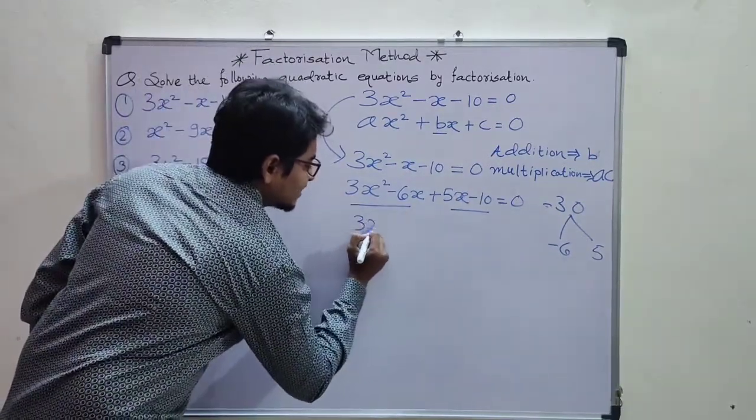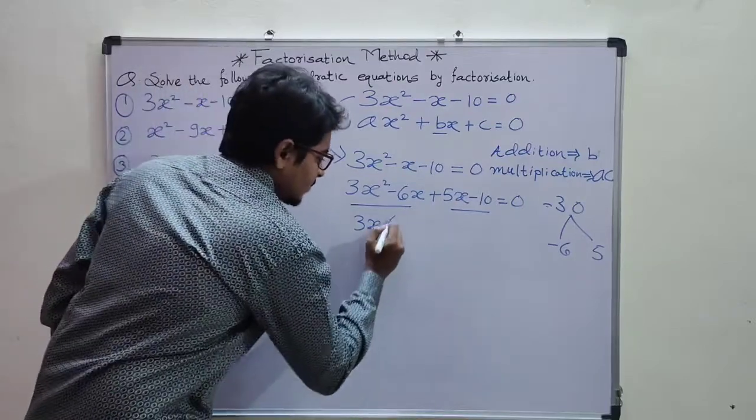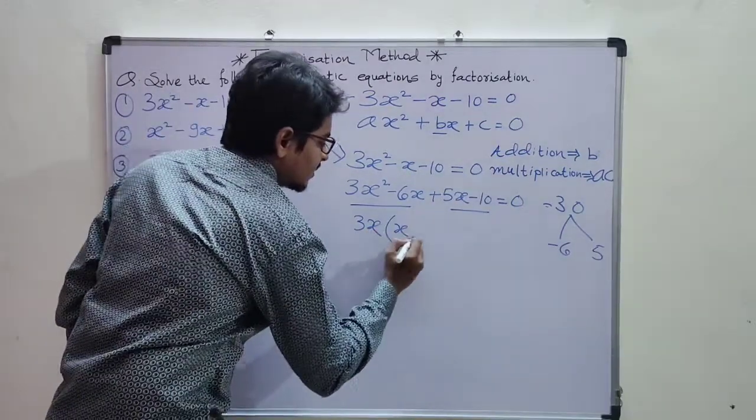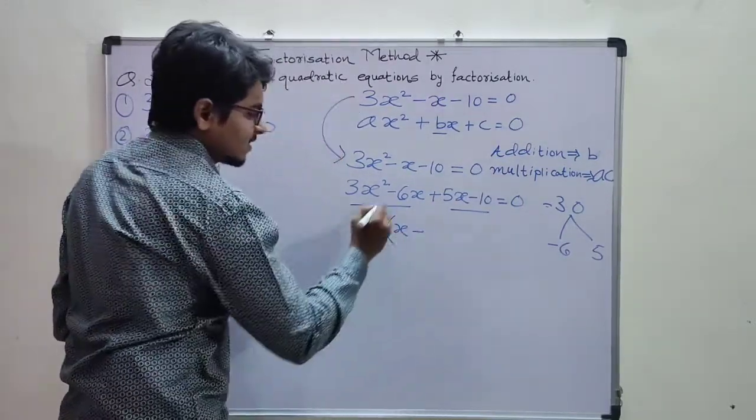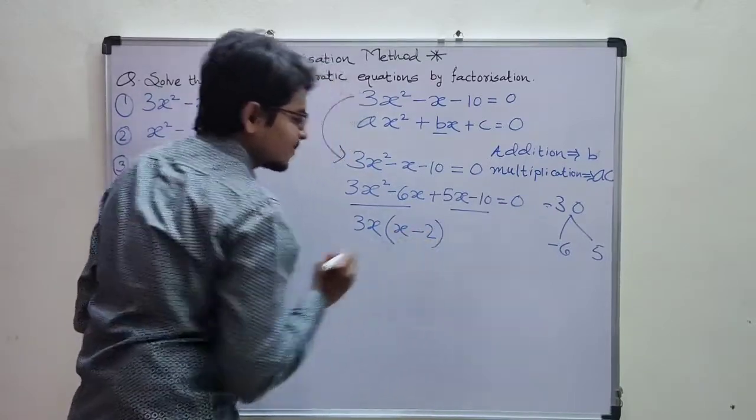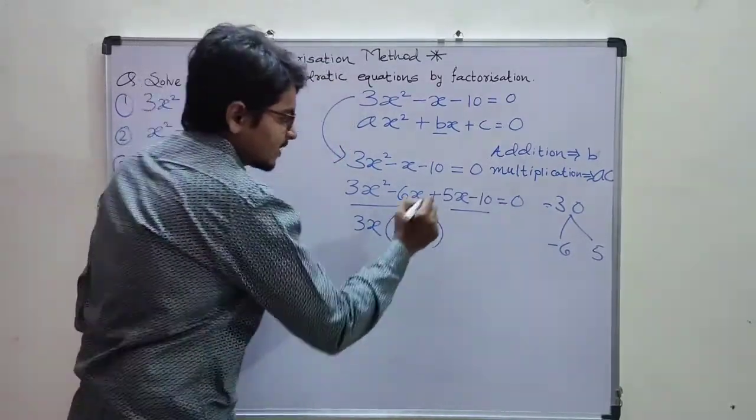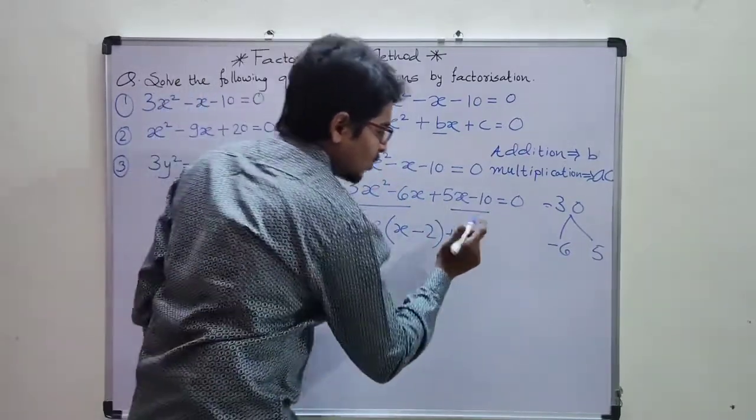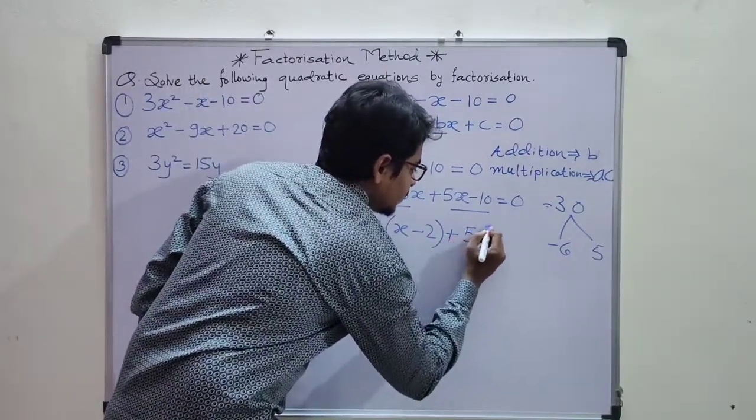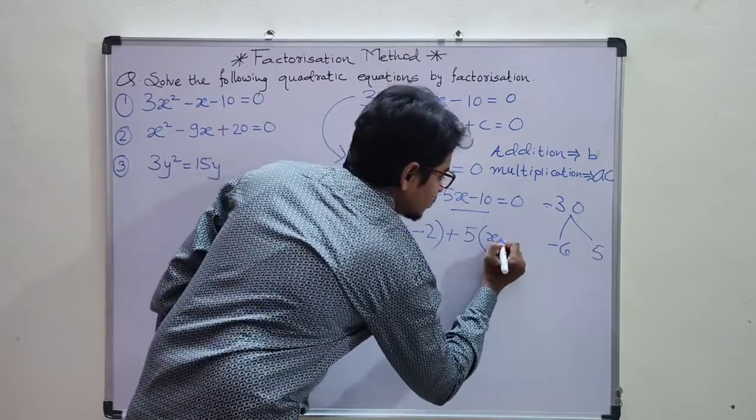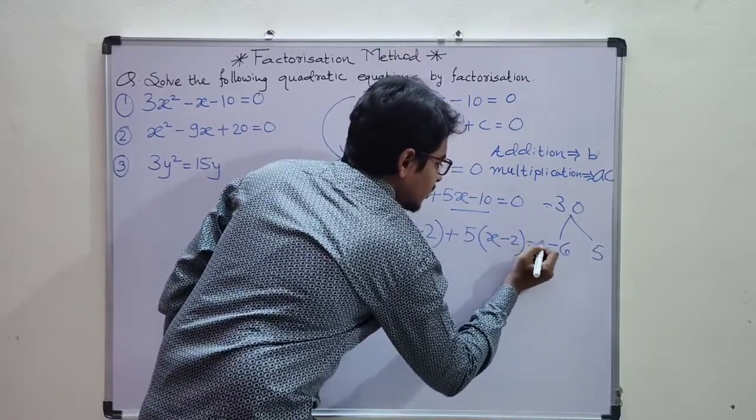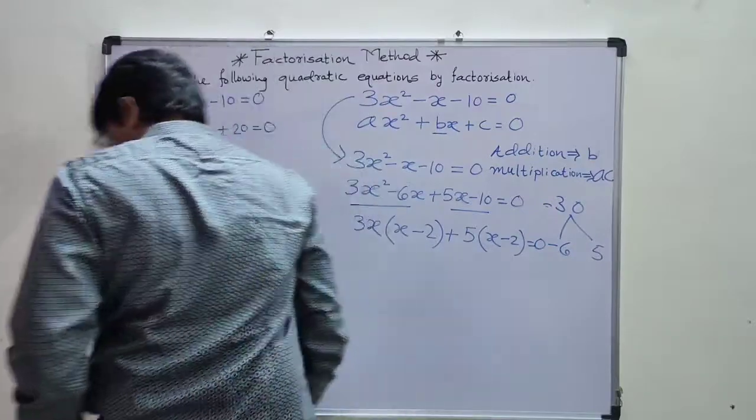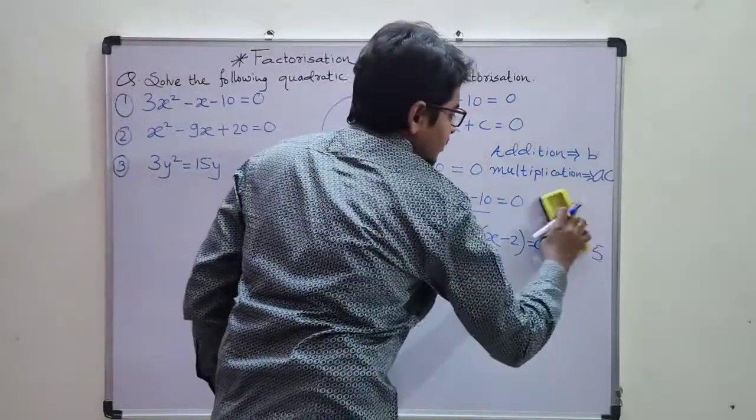Next, now taking the common terms, in 3x square minus 6x we take common term as 3x. In bracket what remains, x minus 2, since 3 twos are 6. Then plus, now 5x minus 10, taking 5 common, 5 into x minus 2 is equal to 0.